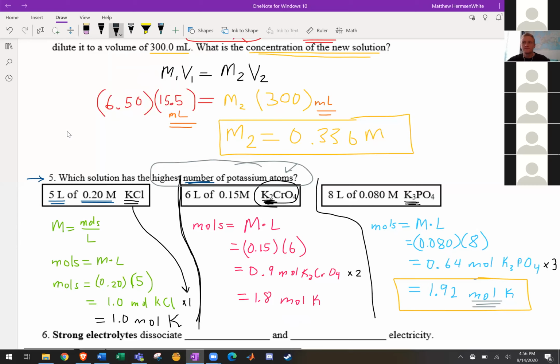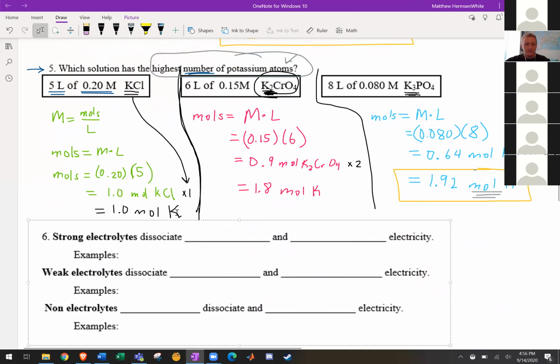So if we were asked to find it in atoms or in any other form, we would just follow that little conversion box with the Avogadro's number, all that stuff. Yes, that's exactly correct, Faith. Thank you. You use this to get your moles, and then you just do what you're used to, the regular old stoichiometry. Yep, good question.